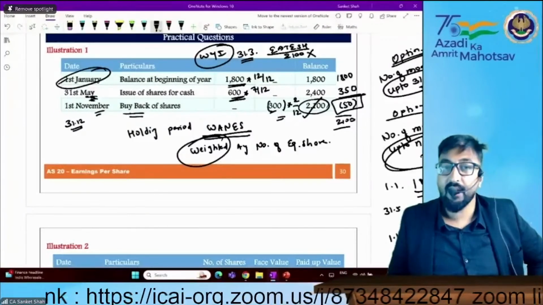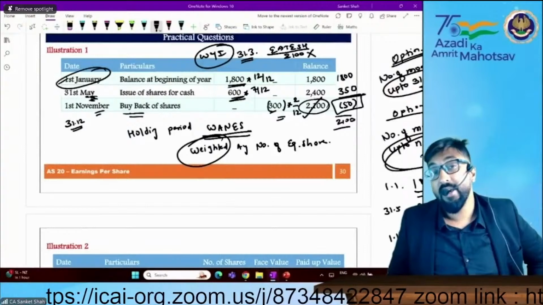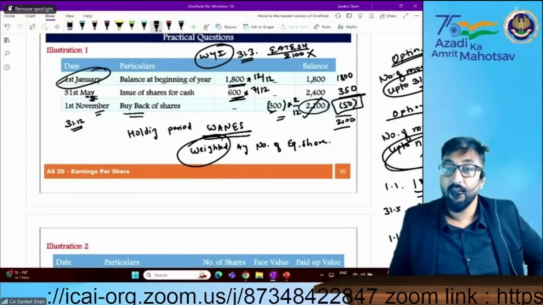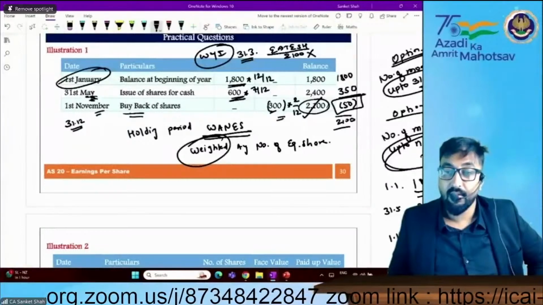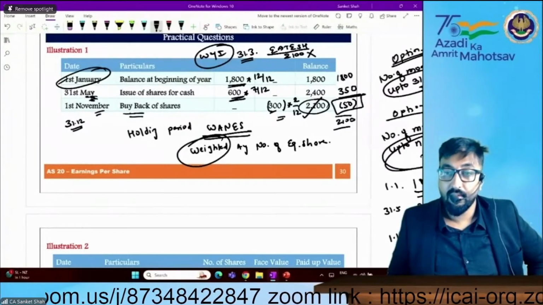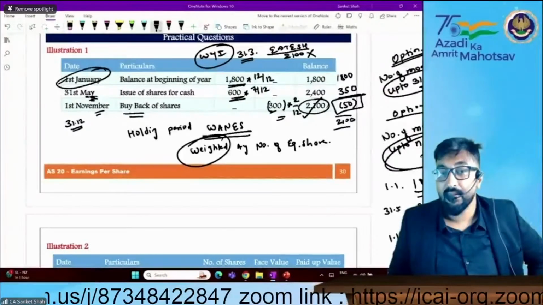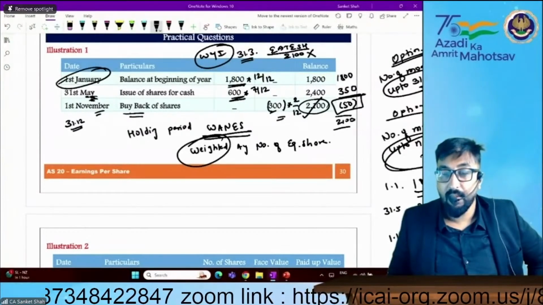Both approaches are clear. Why are we following AS 20? Why do we need AS 20? Yes, Shahid ji. Nagma, are you going to explain this? Nagma?